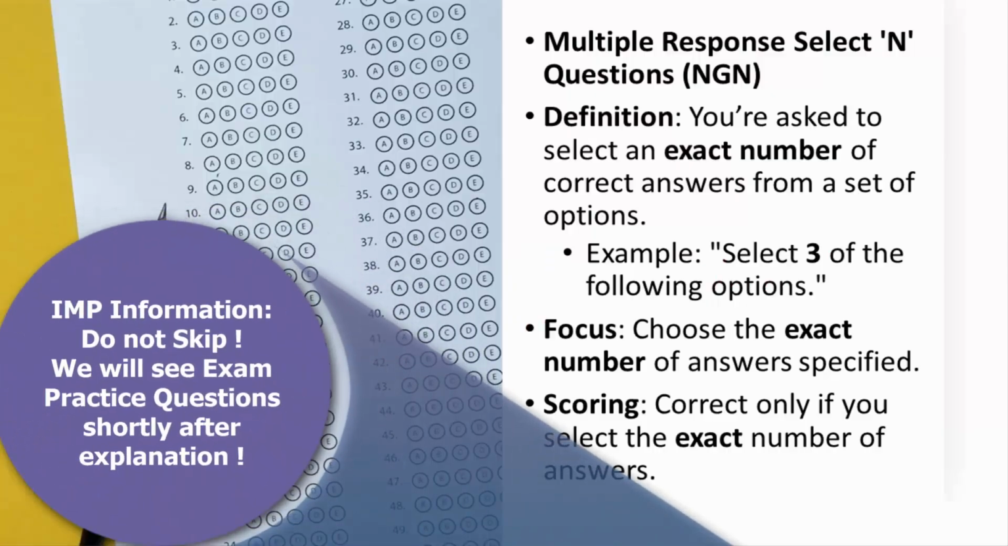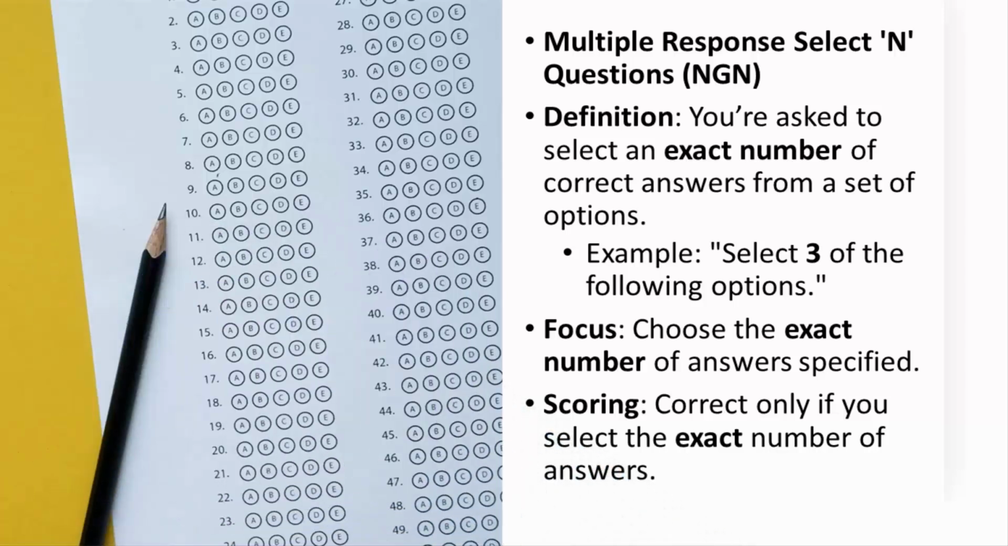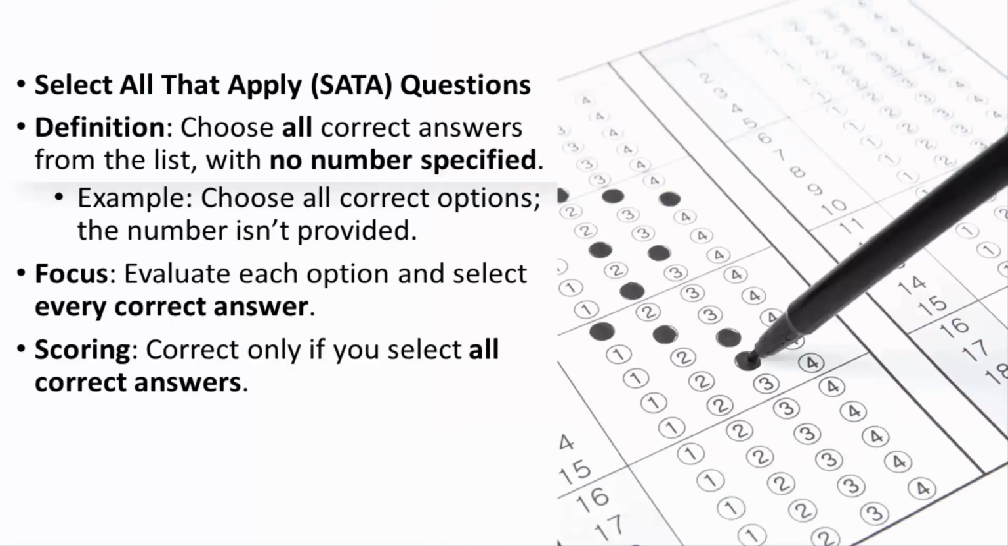Let's talk about multiple response Select N questions on the next generation NCLEX exam. These are a bit more specific because you'll be asked to select an exact number of correct answers from a list. For instance, a question could say, select 3 of the following options. Now, the key is that you must choose exactly 3, not 2, not 4. It's very clear. The question tells you how many correct answers to pick. So when you get this kind of question, you'll need to carefully read through the options and make sure you select the correct number.